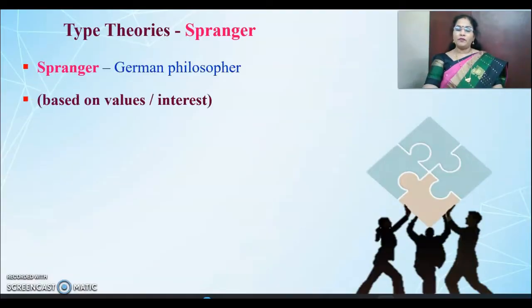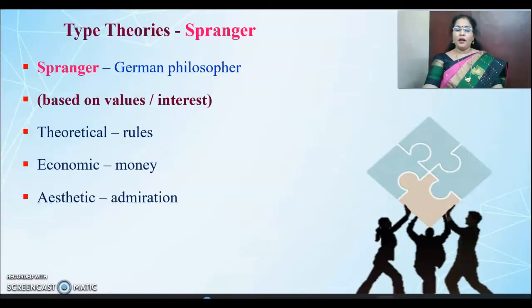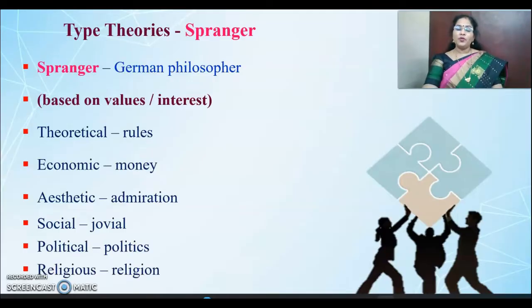Spranger divided the people. He was a German philosopher. He has divided the people based upon the values and interest. He said that the people who are following strict rules and regulations are called theoretical people. Money-oriented people could be called economic people. Those who have good admiration for nature could be called aesthetic. Those who are very jovial in nature can be called social people. Those who are interested in politics can be called politicians. And those paying much interest towards religion can be called religious people.